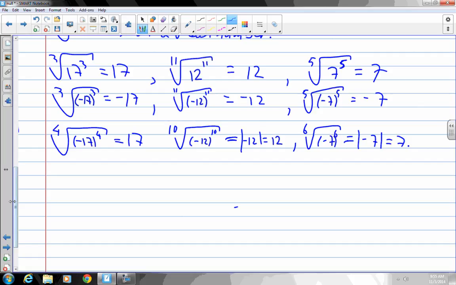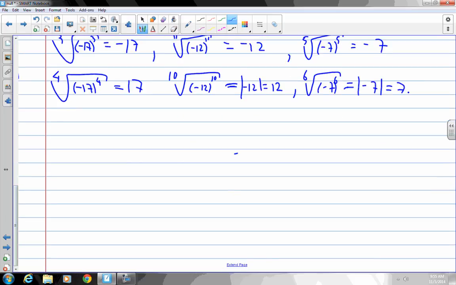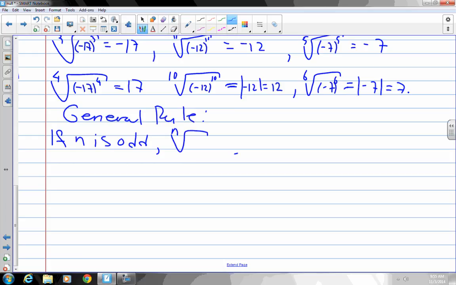So as a general rule, if n is odd, then the nth root of a to the n equals a. So those powers just cancel each other, and you're left with the base. If n is odd, so if a is positive, you're going to get a positive answer. If a is negative, you're going to get a negative answer, which is okay.